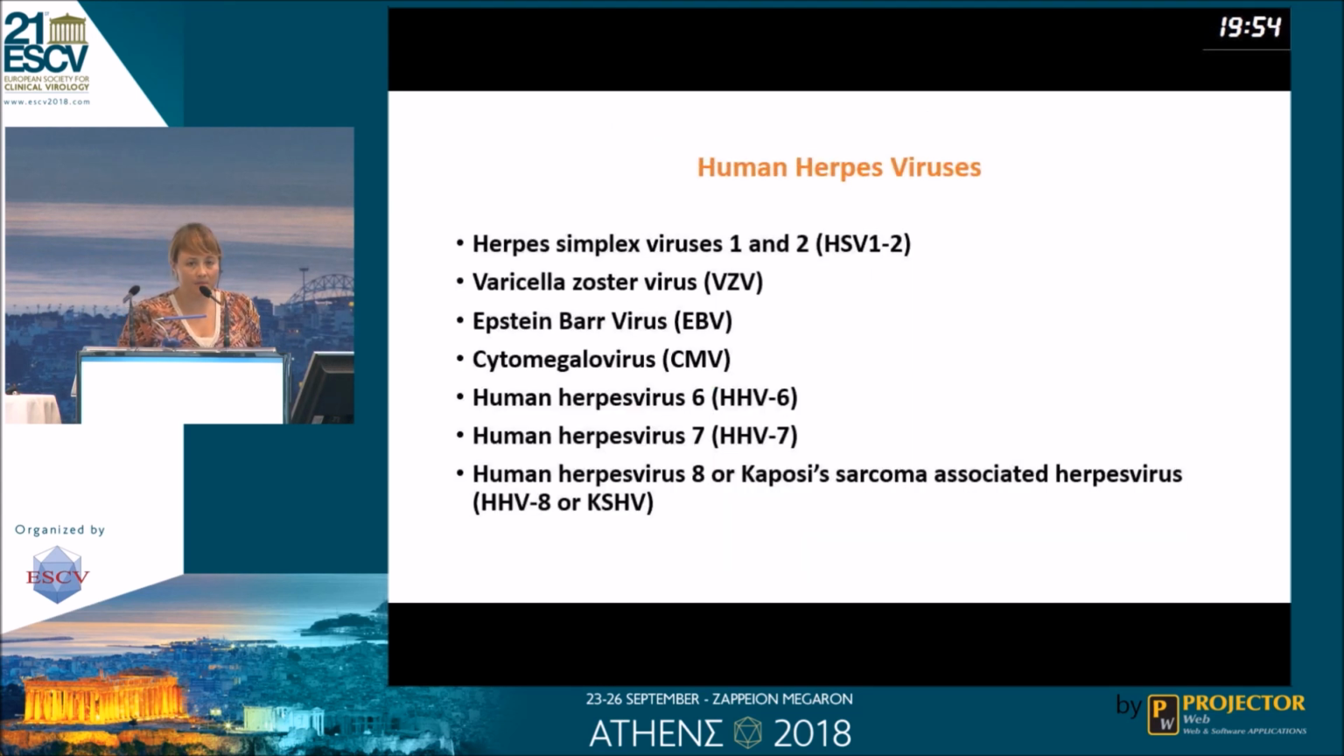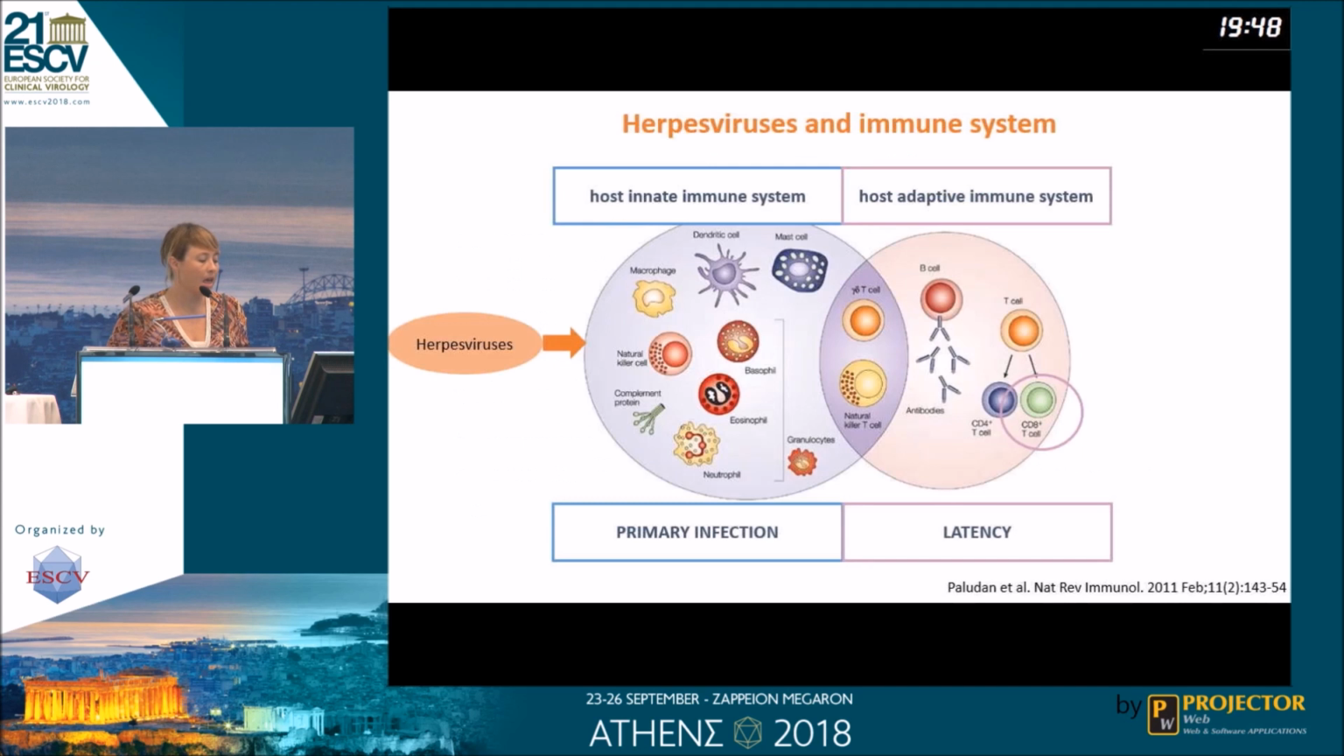First, I will provide some introduction. As we all know, there are 8 well-known human herpes viruses. These slides summarize the relationship between herpes viruses and the immune system. First, herpes viruses evade the host innate immune system, producing primary infection. Thereafter, the host adaptive immune system, mainly CD8+ T cells, is crucial for maintaining latency.